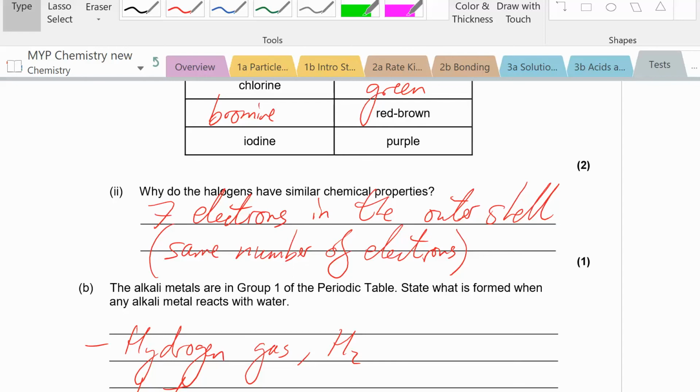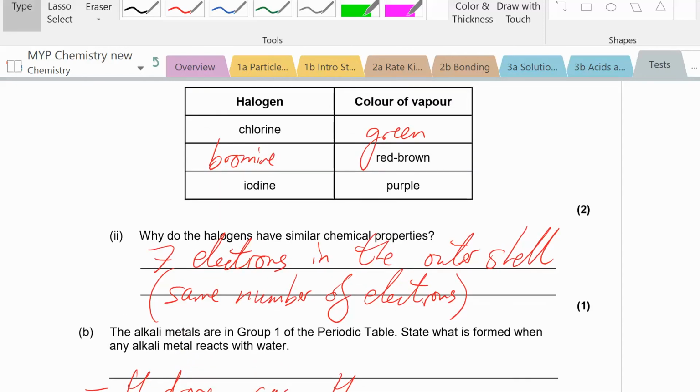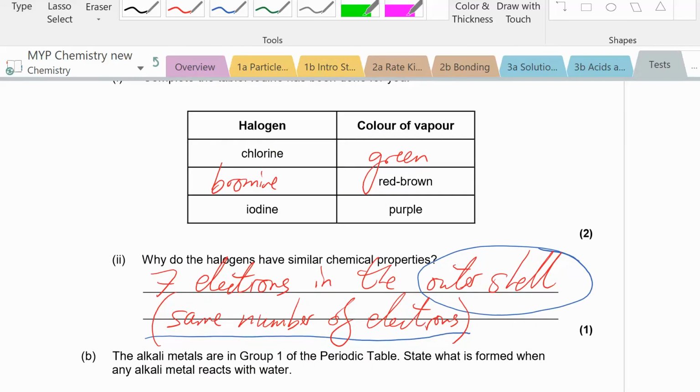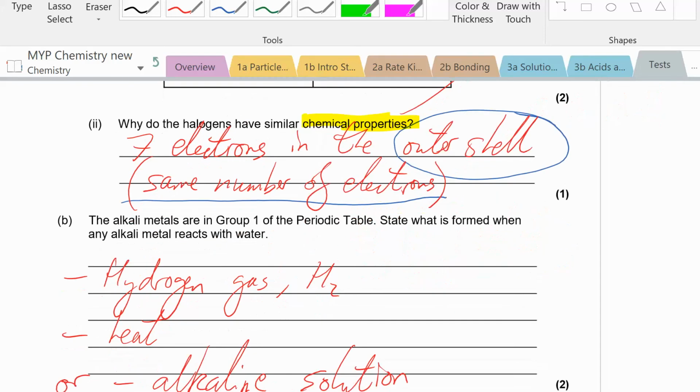Why do the halogens have similar chemical properties? It is because they have 7 electrons in their outer shell, or you could have also written they have the same number of electrons in their outer shell. What is very important though is you have the words outer shell there. It's no good saying in one of the earlier shells, because chemical properties are given by the outer shell. The outer shell determines how chemicals are going to react.